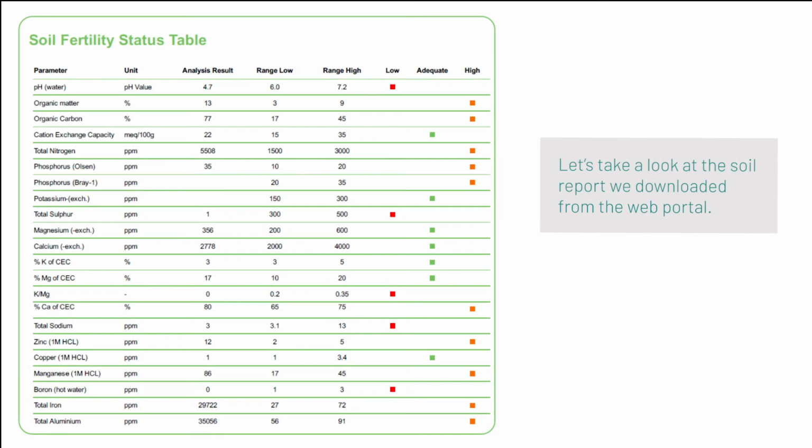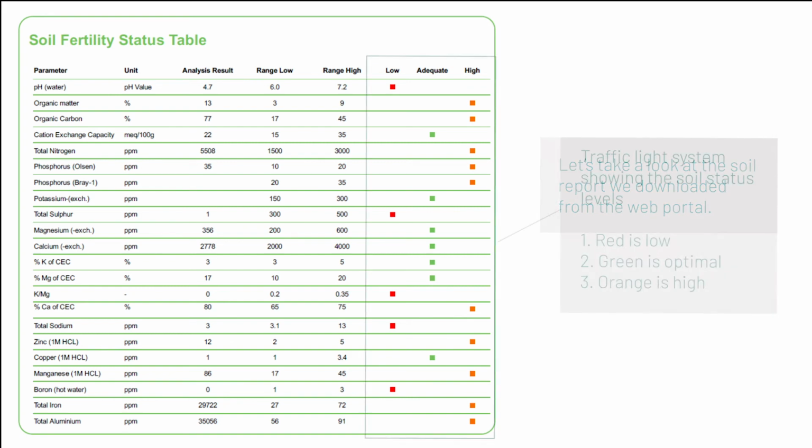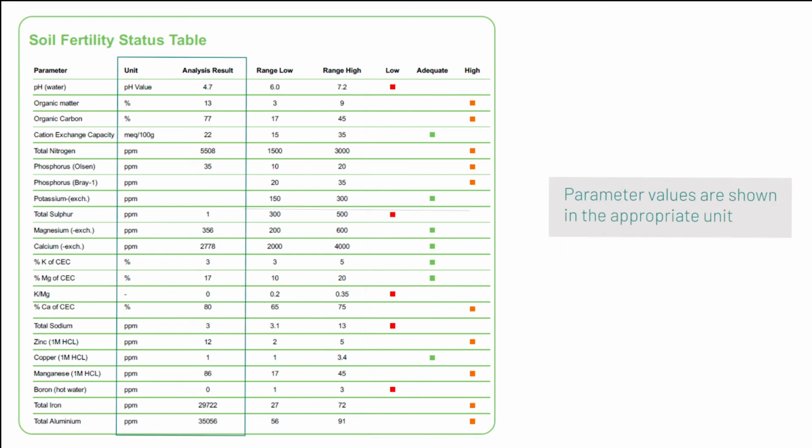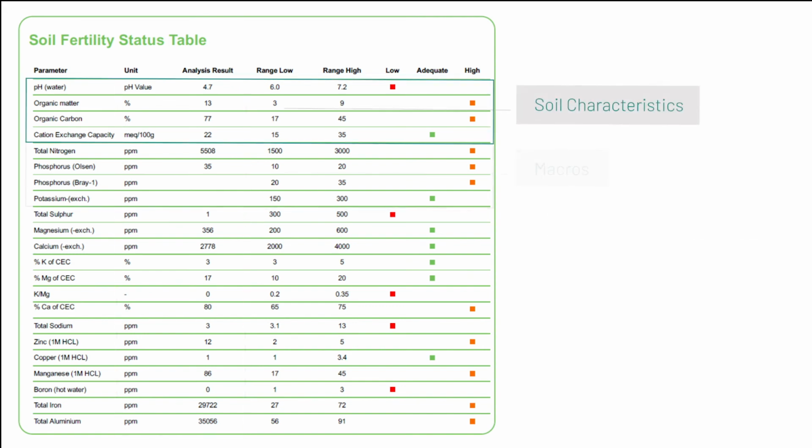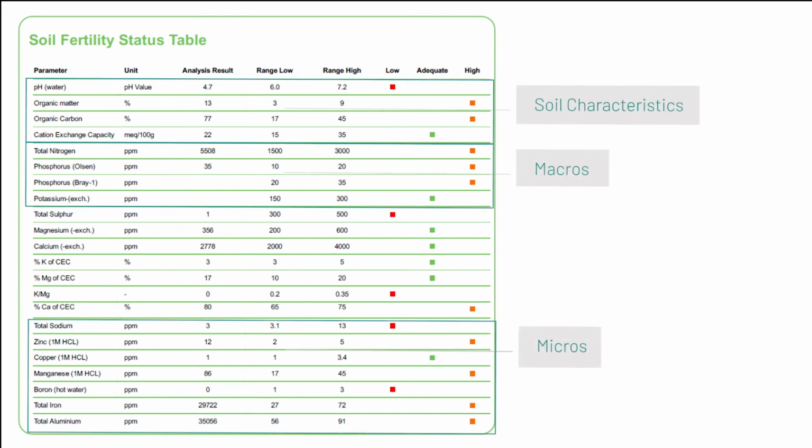The next one that I want to look at is the PDF report from the web portal. They're very, very similar in looks to the cell phone. Again, we have our traffic light system. Red is low, green is optimal, orange is high. We have the number of the result for each parameter. And then again, we break them out into soil characteristics, macros, micros, and base saturations.